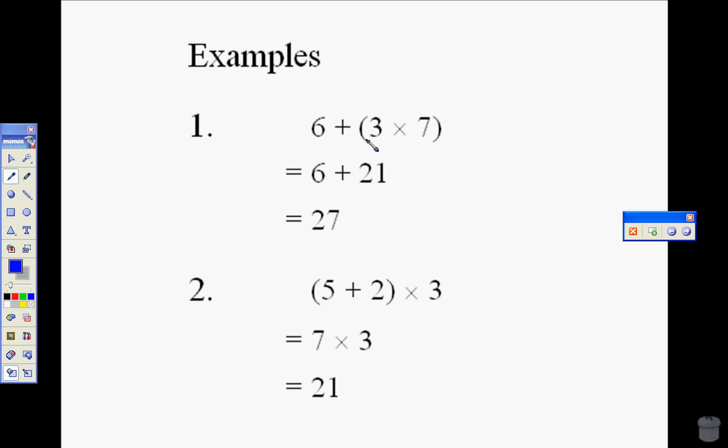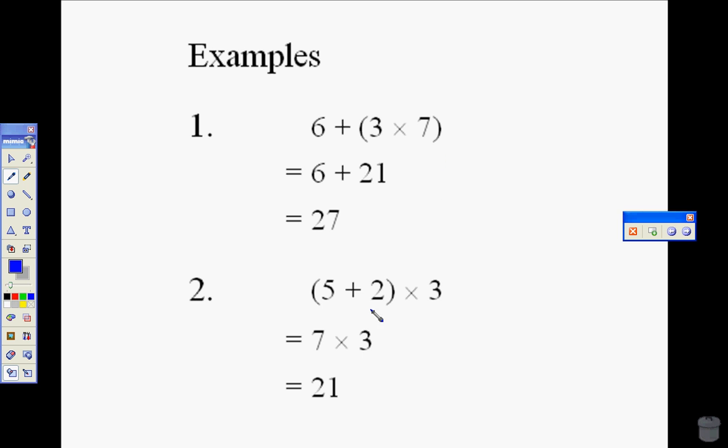If you don't do those first and you do it out of order and you say maybe 6 plus 3, and then multiply by 7, you'll get a different answer, but it won't be correct. Okay, we've got to follow certain rules in mathematics, and one of those rules is that we have to do anything in the grouping symbols or brackets first.